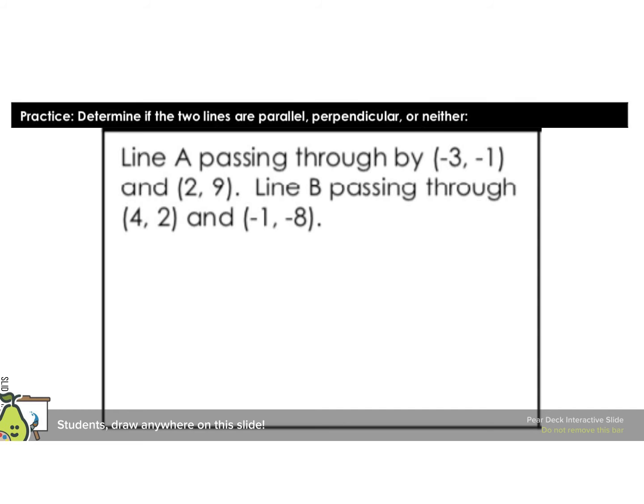In this first example, we're going to look at a line passing through -3, -1, and 2, 9, and then the other line passes through 4, 2, and -1, -8. So the first thing we do is find the slope of each line, and then we will compare them. So the first one passes through -3, -1. So let's find the slope.